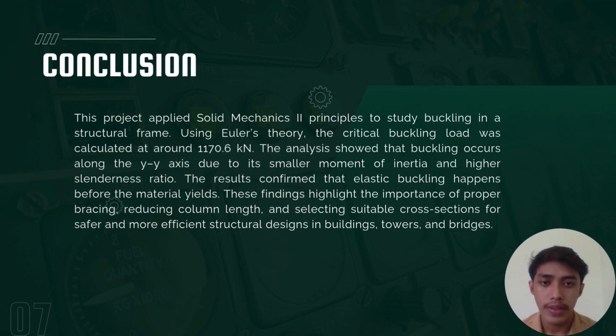Okay, for the last part of this slide, I would like to present the conclusion for this project. This project applies solid mechanics 2 principles to study buckling in a structural frame. Using Euler's theory, the critical buckling load was calculated at around 1170.6 kilonewtons. The analysis shows the buckling occurs along the y-axis due to its smaller moment of inertia and higher slenderness ratio. The result confirmed that elastic buckling happens before the material yields.